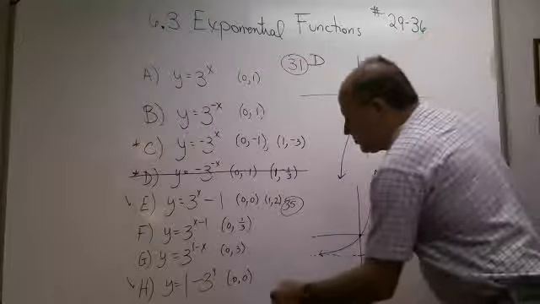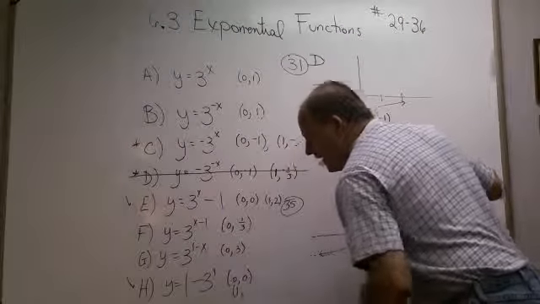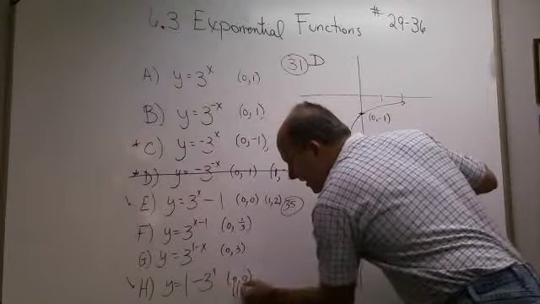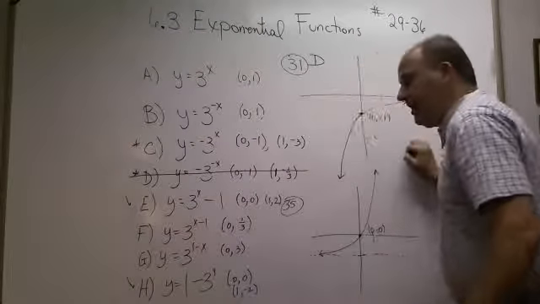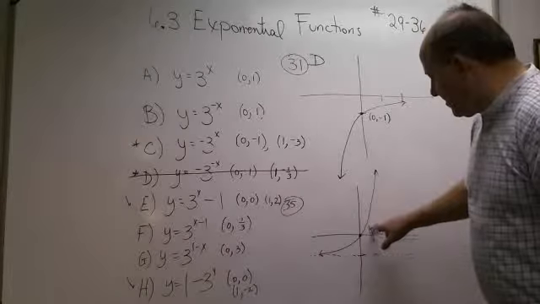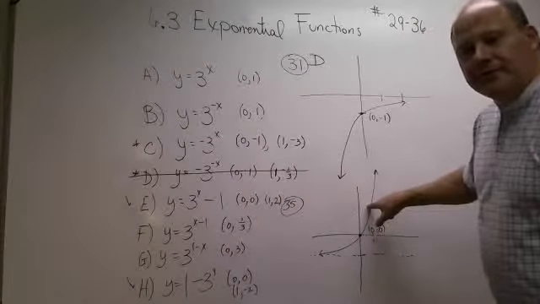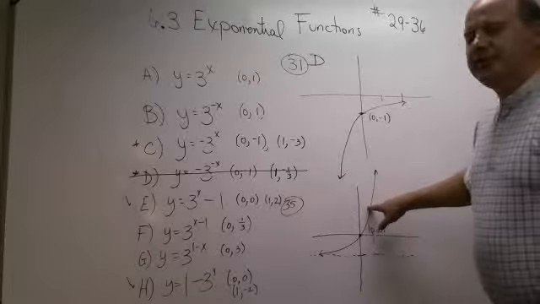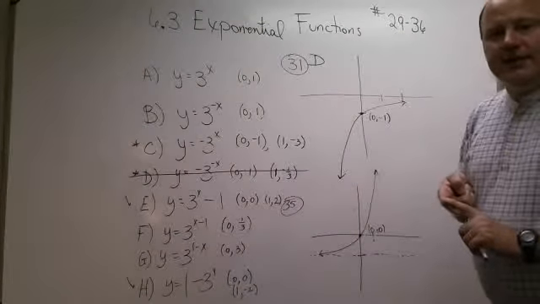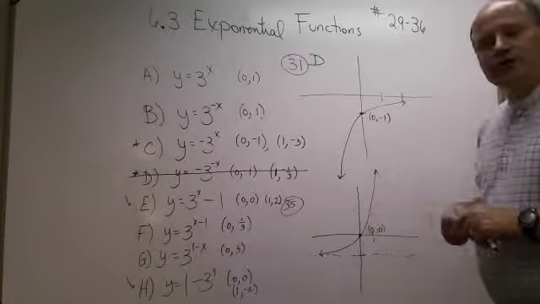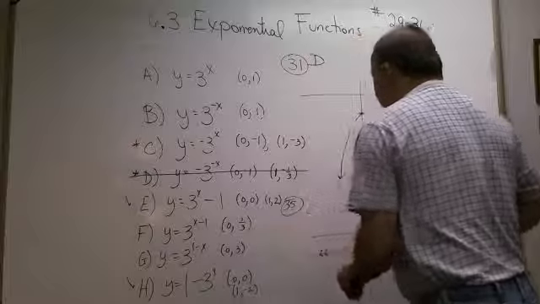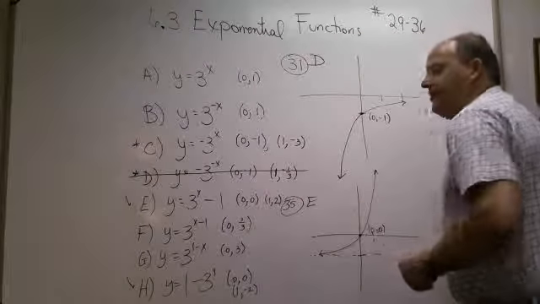If we put 1 in this one, 3 to the 1 is 3, and 1 minus 3 is -2, so (1, -2). If the answer is H, that graph should be going through (1, -2), and it definitely does not, because the value is positive when you put 1 in. So H is not it. You had already narrowed down E and H just because the graph goes through the origin. So E looks like the answer for number 35.